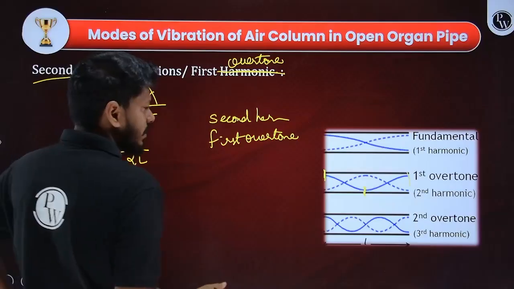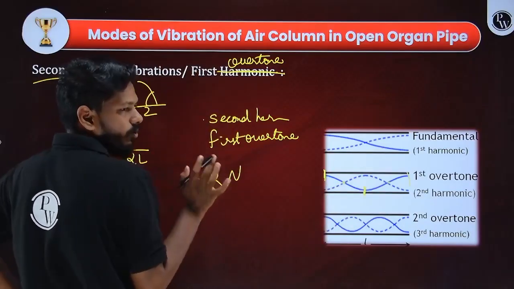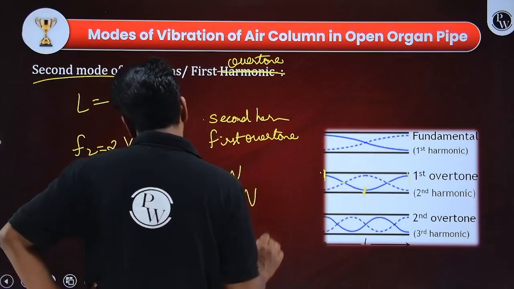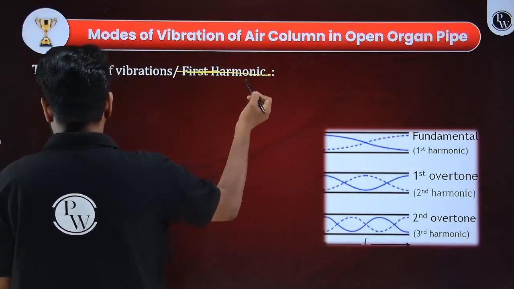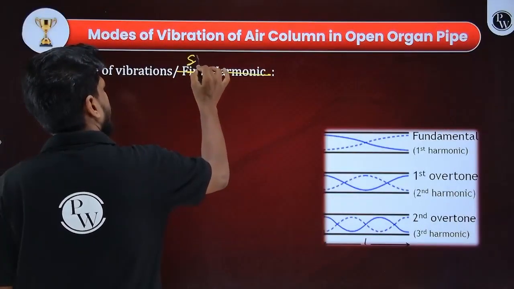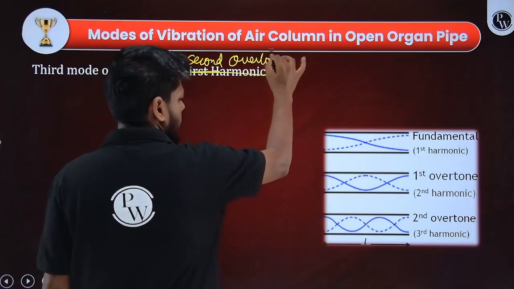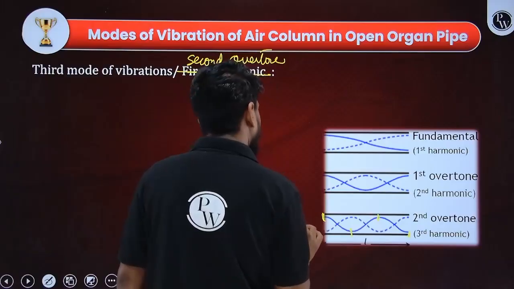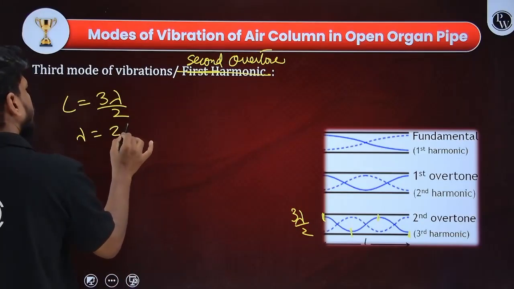How many nodes do I have, sir? 1 and 2, because second harmonics so 2 nodes. If it is nth harmonics means n nodes. How many antinodes? 1, 2, 3. So 3 antinodes. Third mode of vibration, we call that third harmonics or second overtone. If you see here, lambda by 2, lambda by 2 and lambda by 2, so 3 lambda by 2. My length is equal to 3 lambda by 2, so my wavelength is equal to 2L by 3.